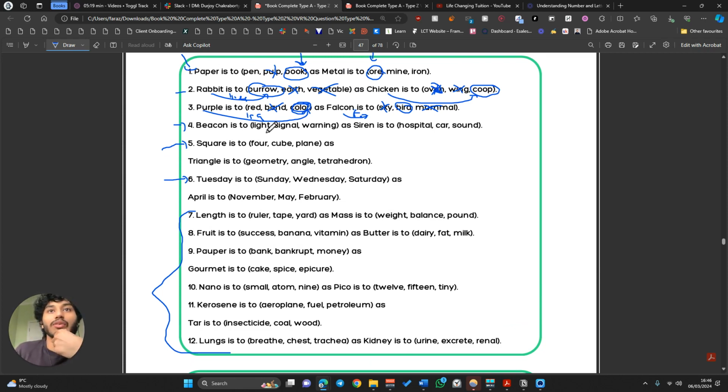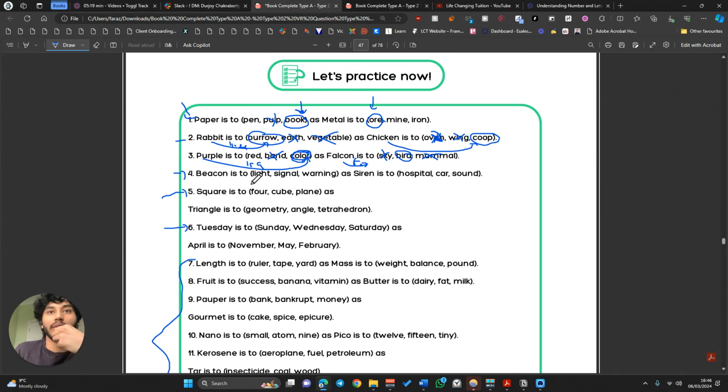Beacon. Beacon is to what? Okay, I'd say a beacon is a light, so that could work. It could be used as a signal or a warning, so that sort of works as well. Let's have a look at what siren is. A siren is a sound. It can be used by a hospital, and it can be used on a car. But these are all instances of where they can be used. I think it'll be much easier to just say a siren is a sound.